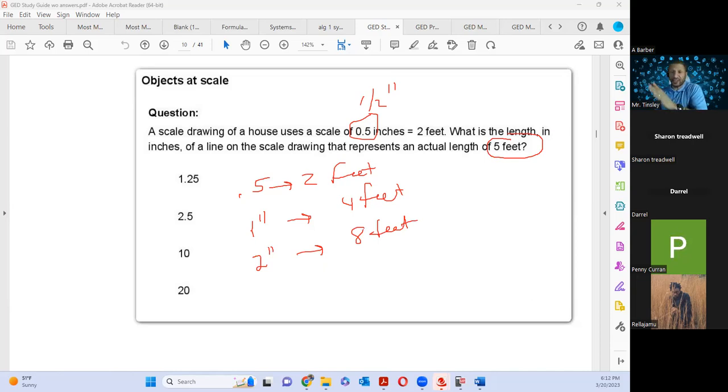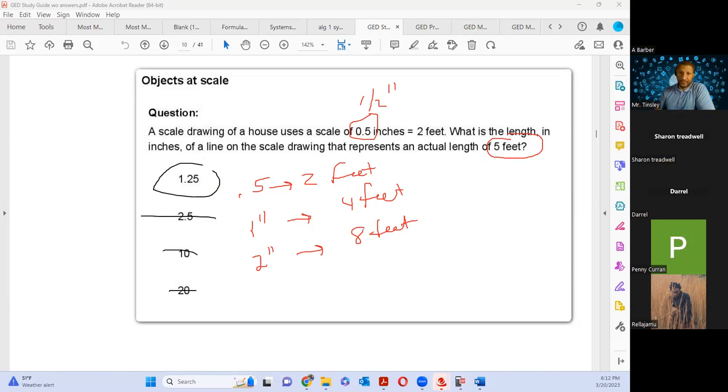Watch, this is the common sense way. This is no math at all. If I know 2 feet is a 1/2 inch, I know 4 feet is 1 inch, and I know 2 inches is 8 feet, I know my answer cannot be larger than 2 because 2 inches is 8 feet. Bang, bang, bang. Got my answer. I'm done.